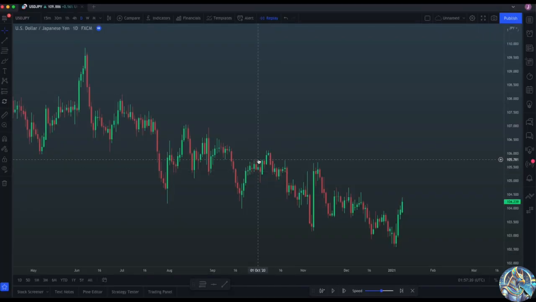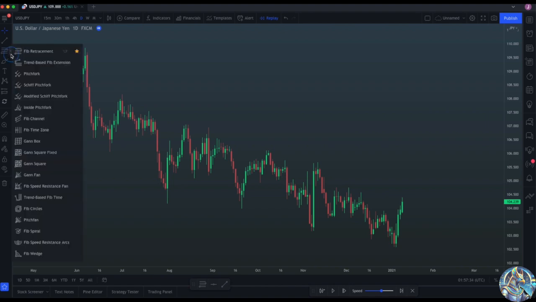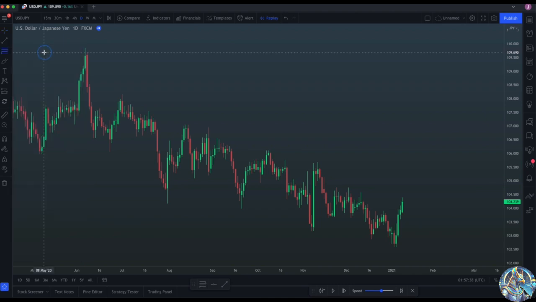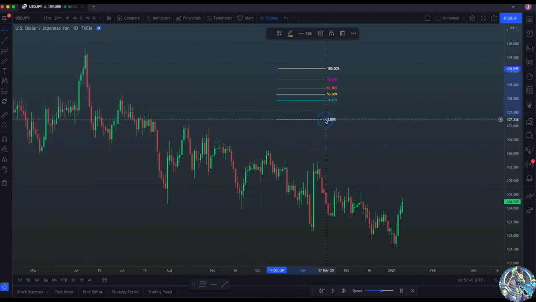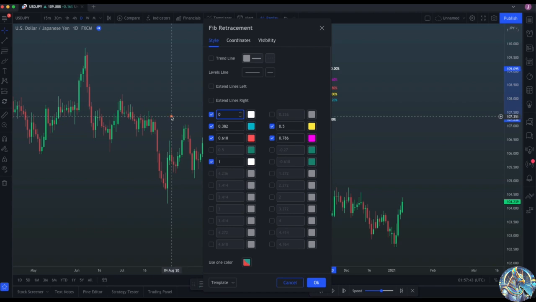Alright, here's how to use the Fibonacci retracement tool. Okay, so I'm using TradingView as my charting platform. And if you're using TradingView, you'll see the Fibonacci retracement tool on the left side of your screen. So on the third row, simply hover your mouse and click the tiny right arrow, and the drop-down menu will appear, from which you can select the Fibonacci retracement.